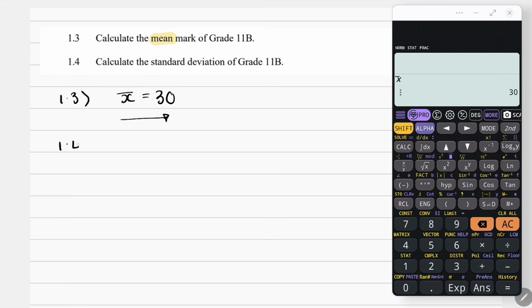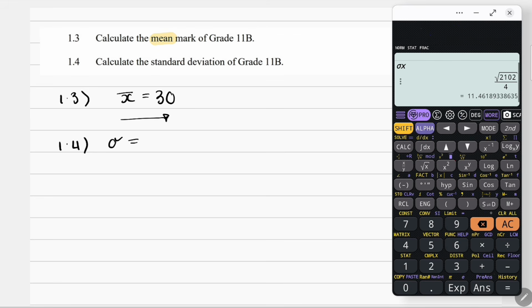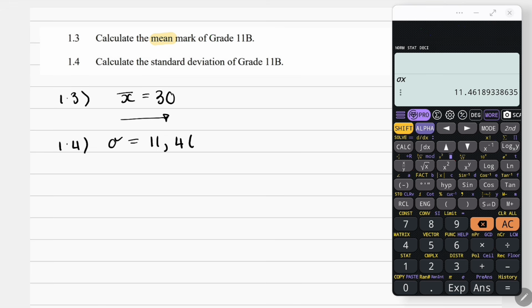Okay, now looking at the standard deviation, they say calculate the standard deviation of grade 11B. So to find the standard deviation, just press Shift and 1 to pull your info back again, and then go for VAR again. And then you're going to see the standard deviation will look like that. So the standard deviation, let's just put that as a decimal, is 11.46, and that is our answer. Moving on to the next question.